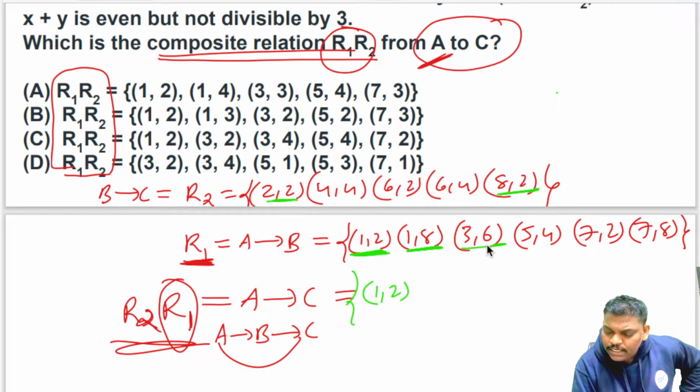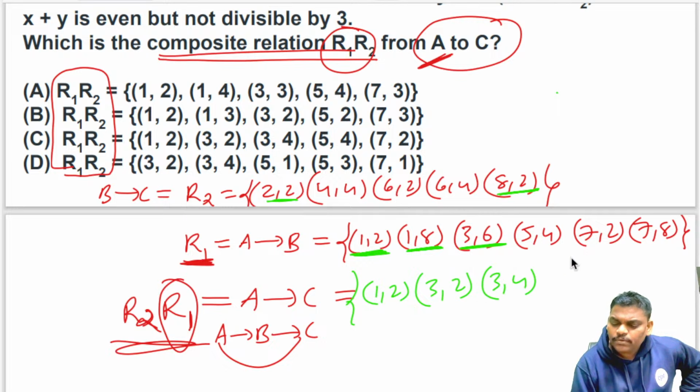Next one, 3, 6, starting with 6, anyone? Yes. 3, 6, 6, 2. The 6, 6 cancel. So 3, 2. 3, 6, starting with 6, anyone? 6, 4 also. 6, 6 cancel. So 3, 4. I think 3, 6 is also done.